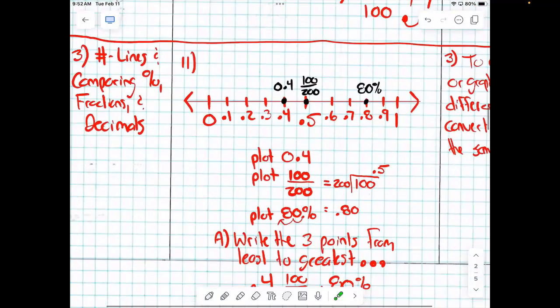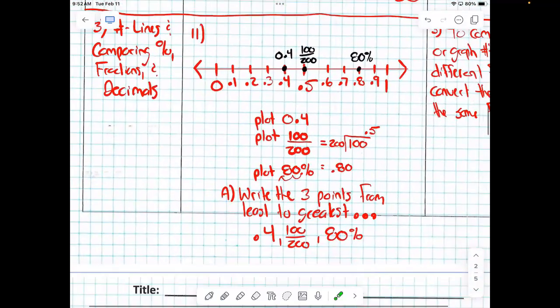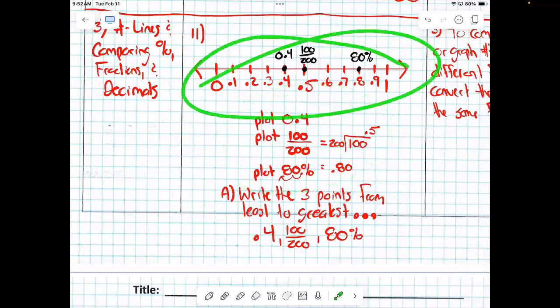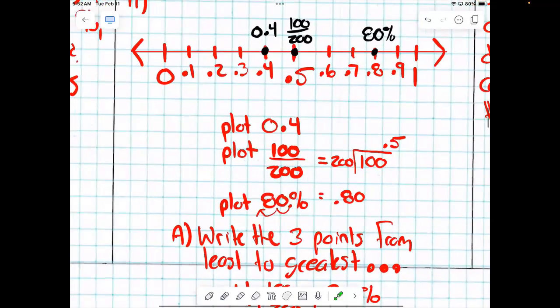All right, here we go. Number 11. I asked you to plot those points right there, yes? I gave you this number line, right? Pretty simple to put 4 tenths on a number line that already has 4 tenths, right? Is it pretty simple to put 100 over 200 on a number line that is in decimal form?